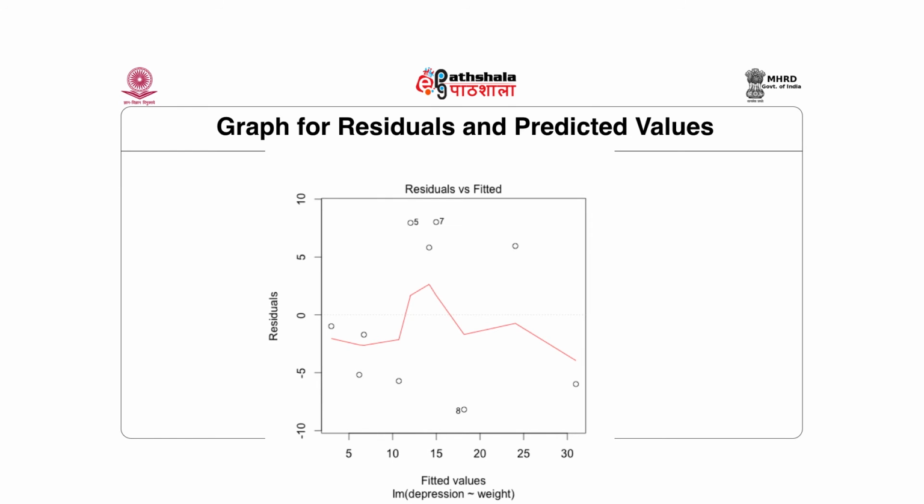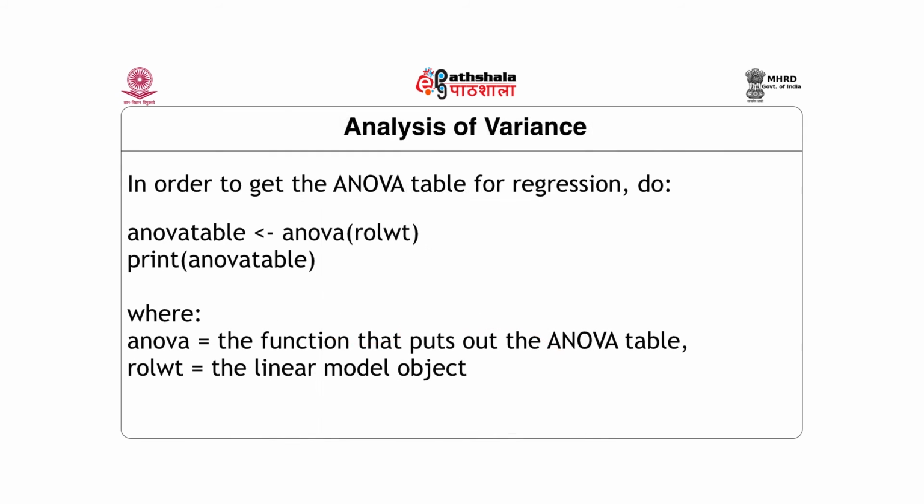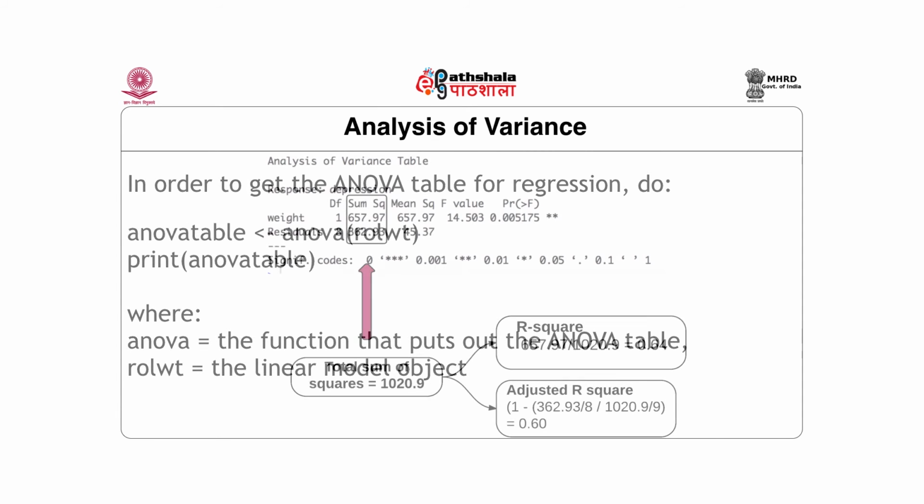The second property of a regression model is the analysis of variance. In order to get the ANOVA table for a linear model in R, you type anova, and then put within parentheses the object of the linear model as a parameter of that function. So you see that you need to pay good attention to the object which is created by the linear model. So this gives you the ANOVA table.